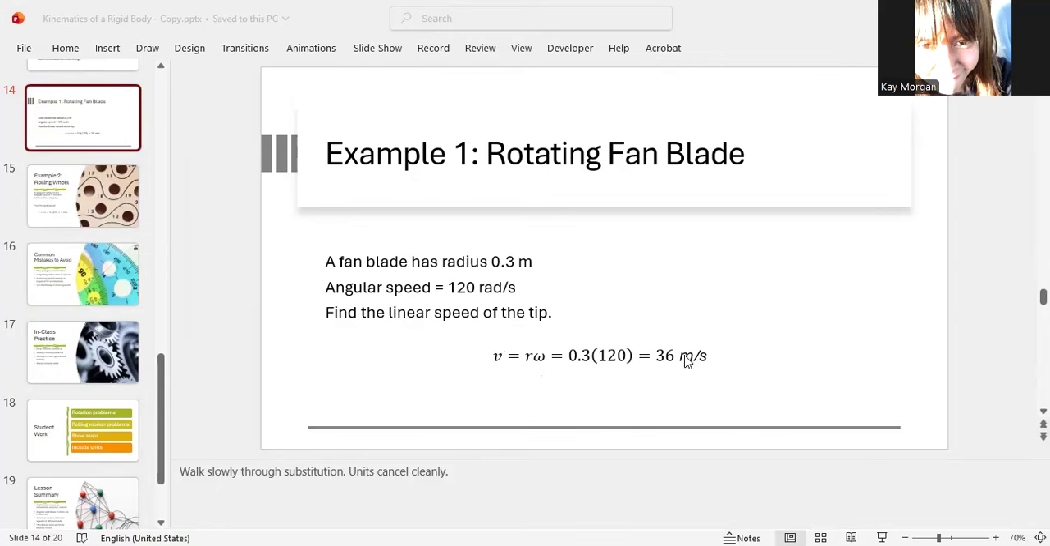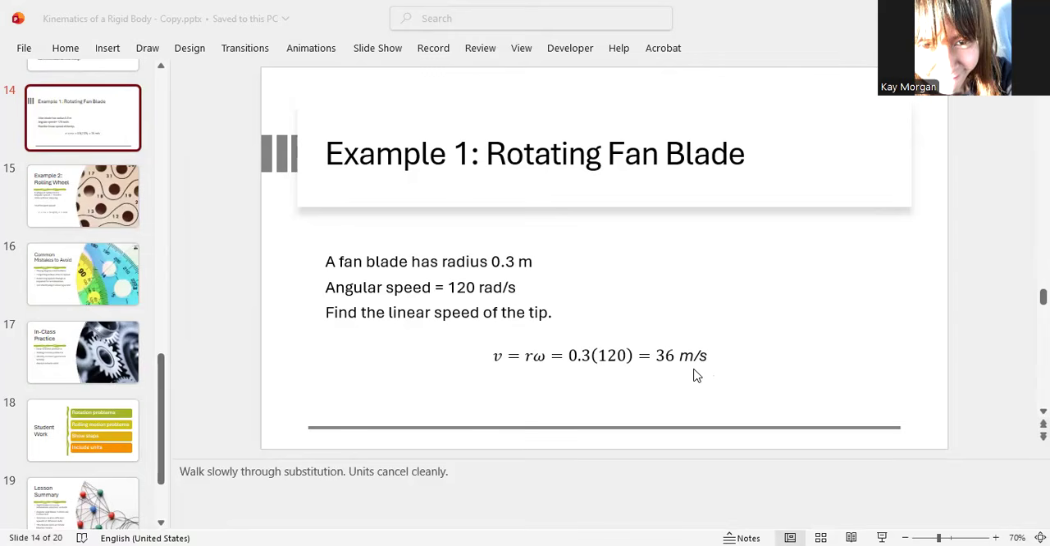So make sure you know that the units work out cleanly. Don't try to look for the radian, it disappears. You don't put meter radian per second. The radian is just gone. Traditionally, we write it this way without writing the radian at the end of your linear speed unit, because linear speed, velocity, is meters per second. There's no radian in it.